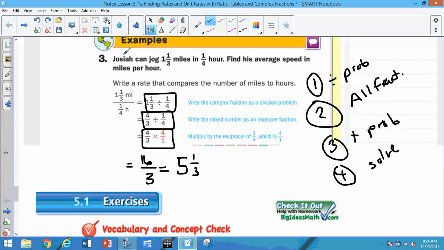And then don't forget, you also have to label it. So it's miles per hour, because that 16 on the top is miles and the bottom is hours, so miles per hour. So you need to make sure that you label it correctly.